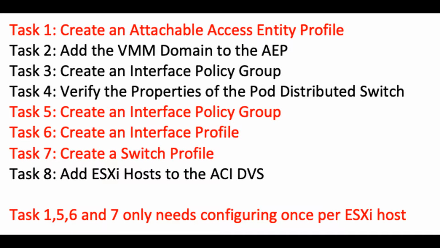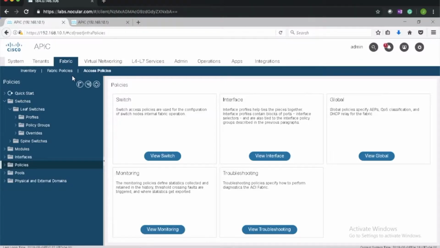In this lab, we will integrate VMware ESXi hosts into the ACI fabric. These are the tasks we have to complete the lab. Tasks 1, 5, 6, and 7 only need configuring once per ESXi host. First task is to create an AEP.